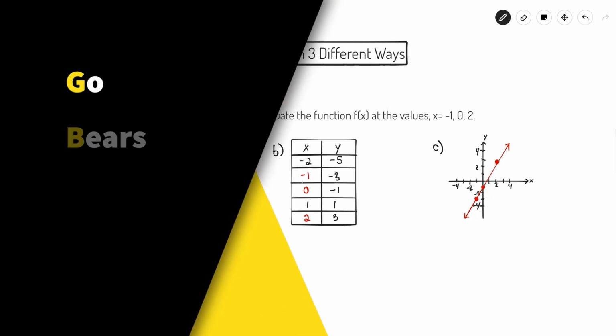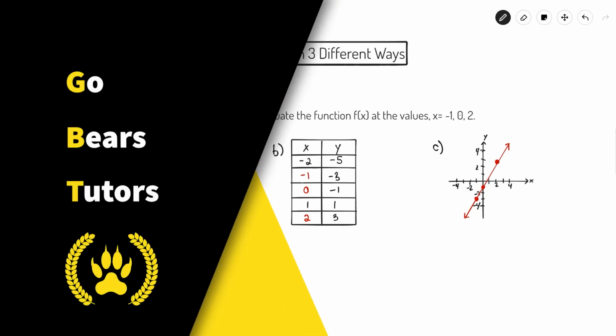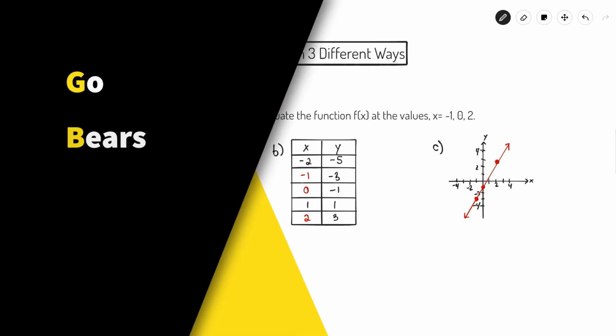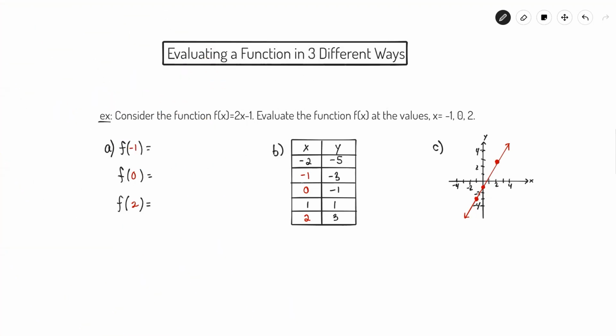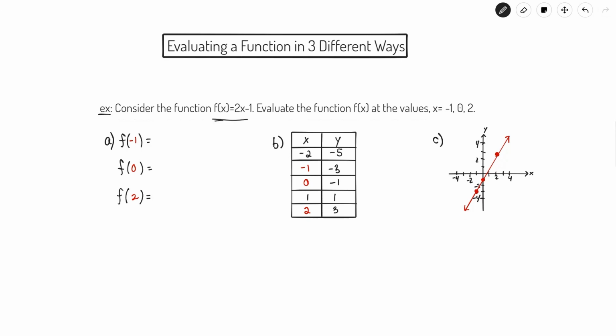Hello everybody, in this video we will be exploring 3 different ways to evaluate a function. We have an example problem here that says, consider the function f of x equals 2x minus 1. Evaluate the function f of x at the values x equals -1, 0, and 2. And so we're going to evaluate this function f of x, but we're going to evaluate it 3 different ways.